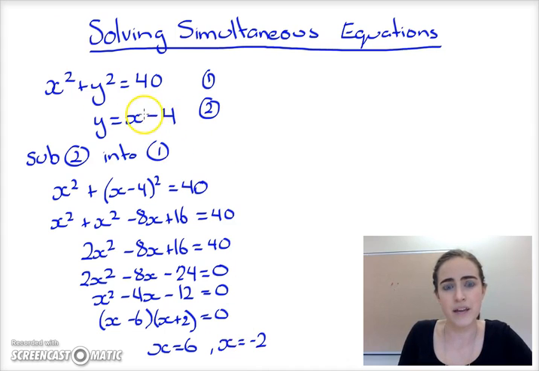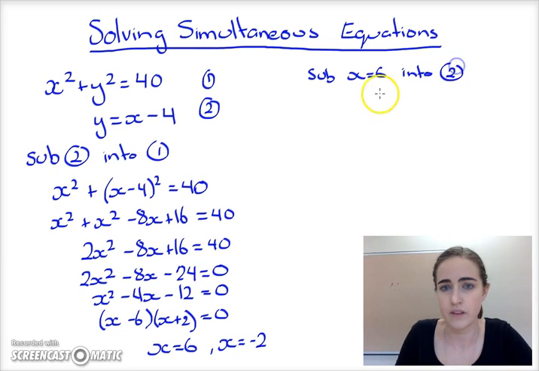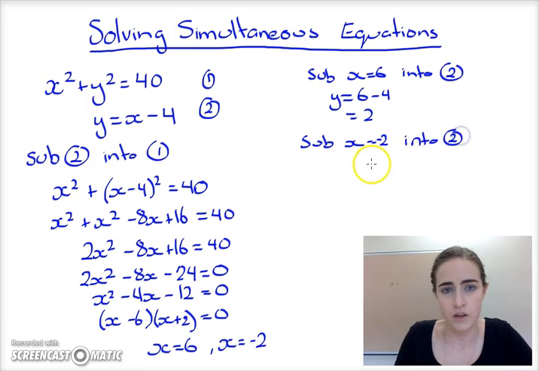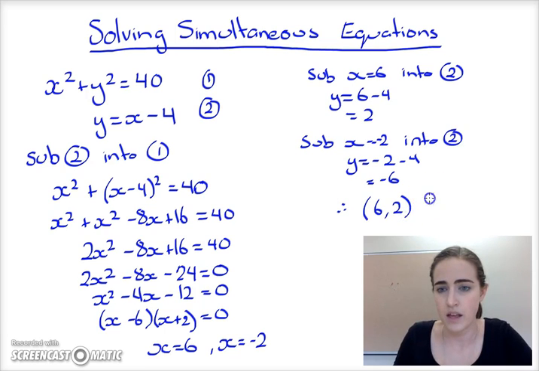Equation 2 is probably going to be a little bit easier because we're just working with x's and y's instead of all the squareds. So let's sub x equals 6 into 2. We'll end up with y equals 6 minus 4, which is 2. And if we do the other one, sub x equals minus 2 into 2, we'd have y equals minus 2 minus 4, which is equal to minus 6. So our points of intersection are (6, 2) and (minus 2, minus 6).